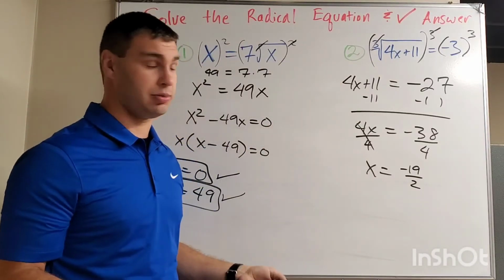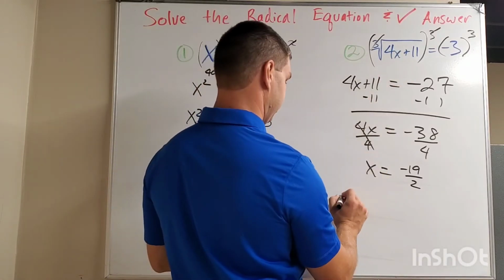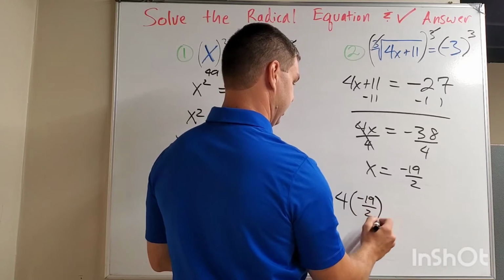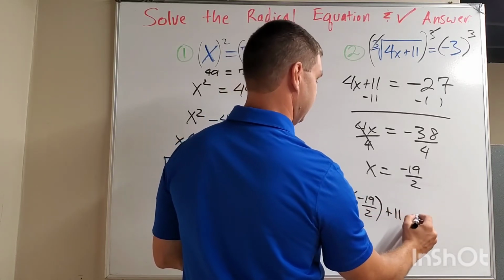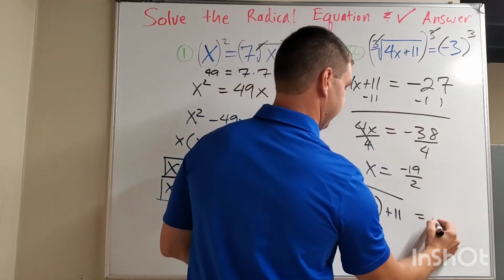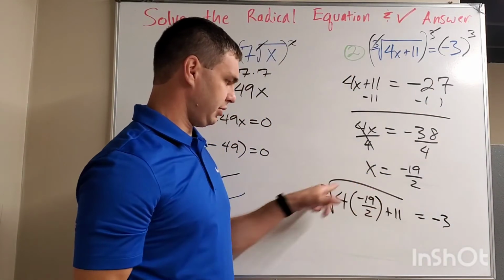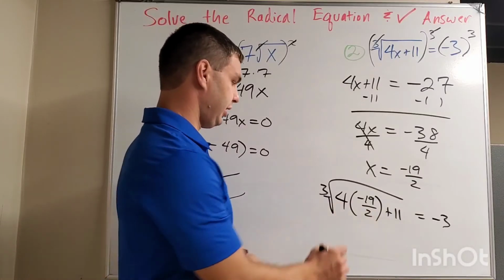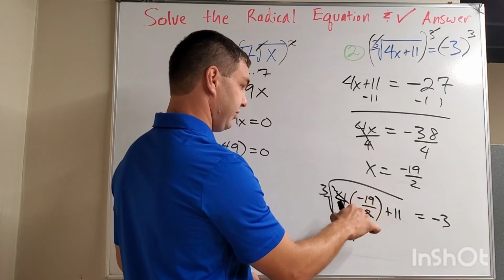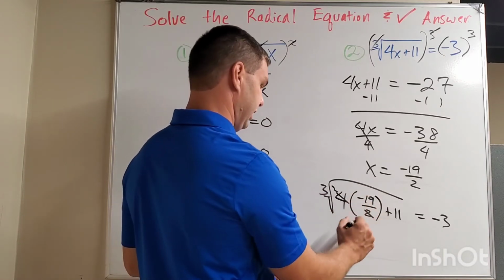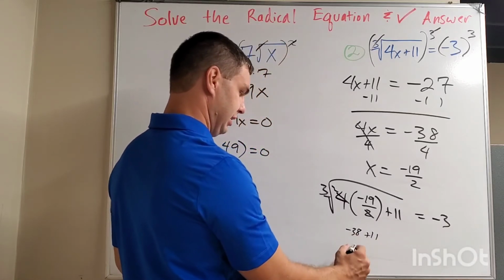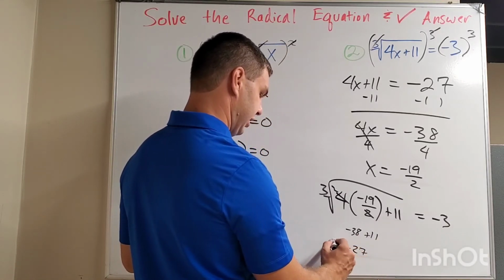Let's plug it back in and see if it works. I might write this one out. So for my original, it would be the cube root of 4 times negative 19 halves plus 11, equals negative 3. We can do some simplifying on the inside of this cube root. I'm going to simplify this just to be 2. 2 times negative 19 is negative 38. Negative 38 plus 11 gets me to negative 27 on the inside of that cube root.